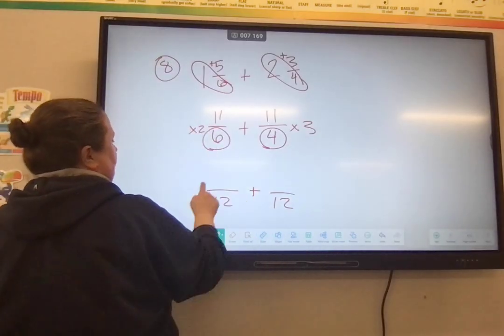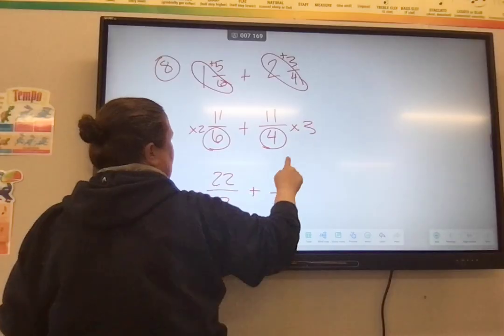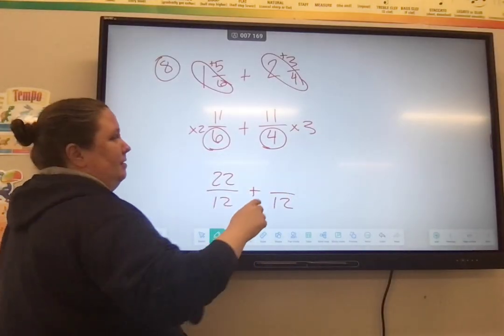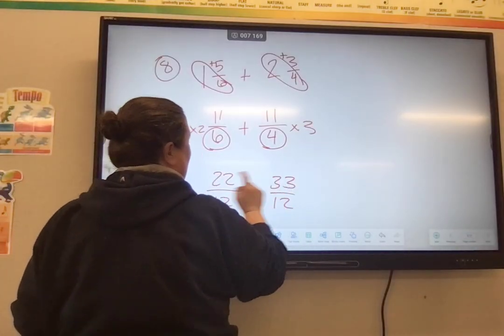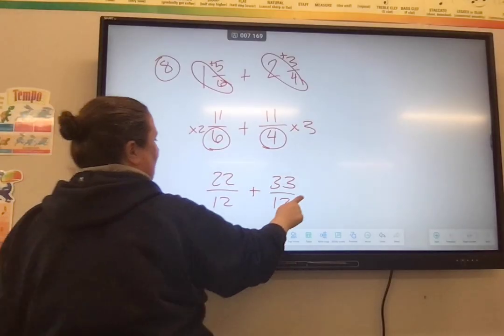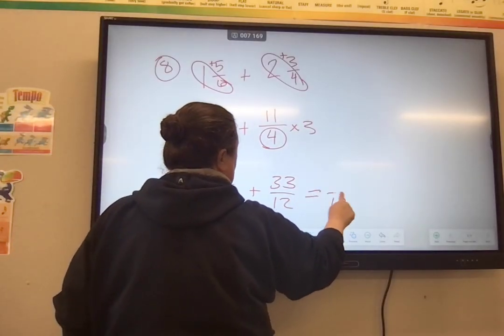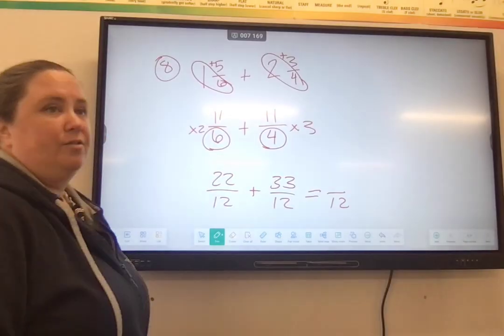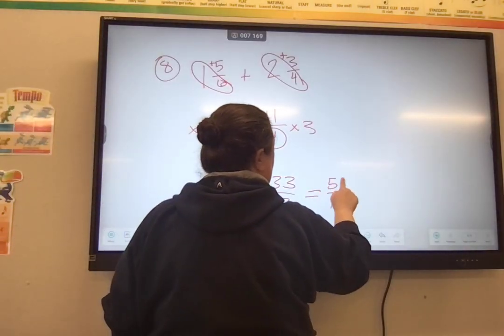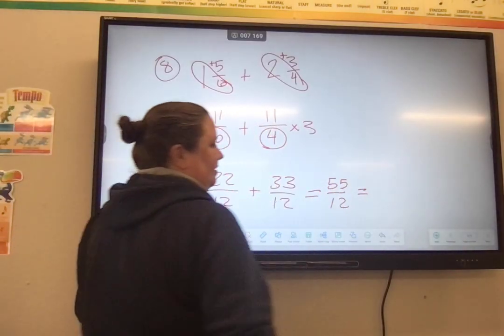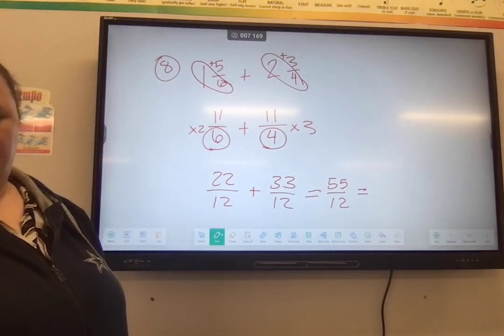11 times 2? 22. 11 times 3? 33. Denominator stays the same. What is 22 plus 33? 55. Slow your brain down.